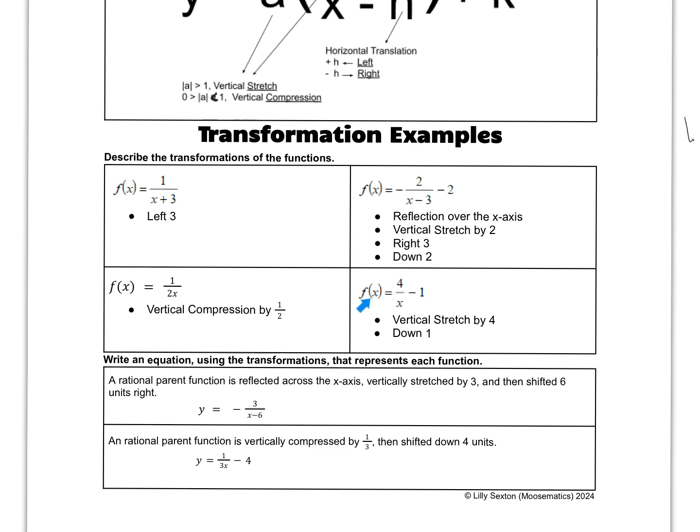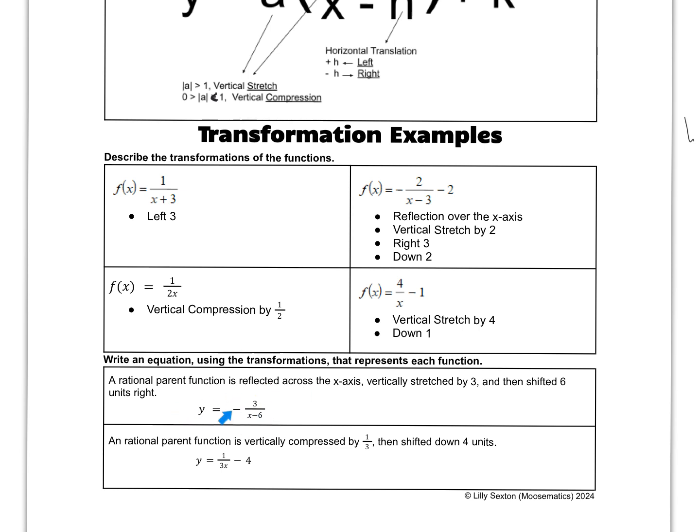All right, in this example, f of x equals 4 over x minus 1. Well, the 4 over 1, that is a vertical stretch by a factor of 4. And then the minus 1 would just be down 1. Okay? And then if you read this statement, a rational parent function is reflected across the x-axis. It's vertically stretched by 3 and then shifted 6 units right. You should be able to write that function.